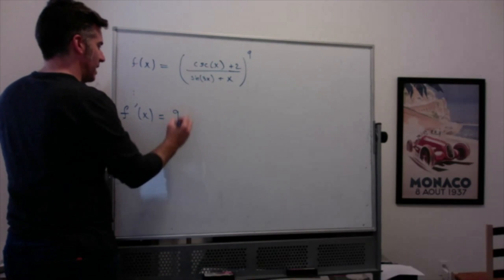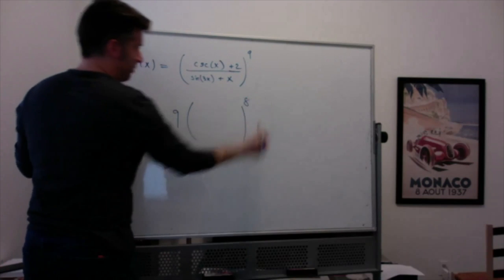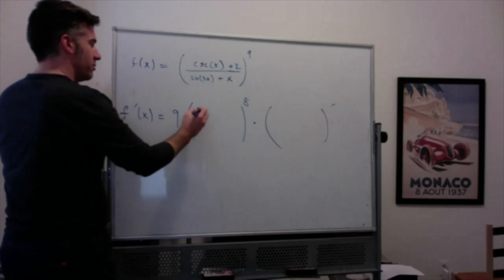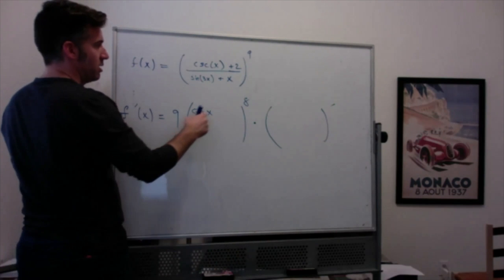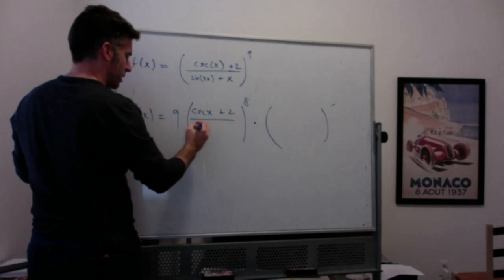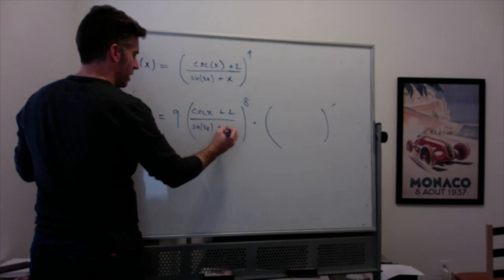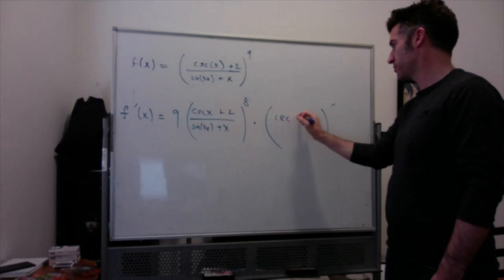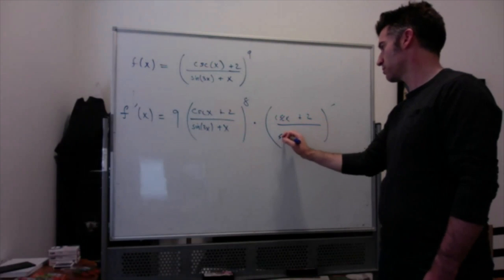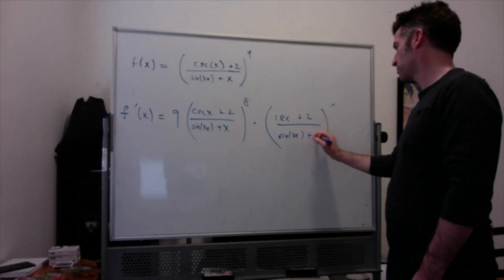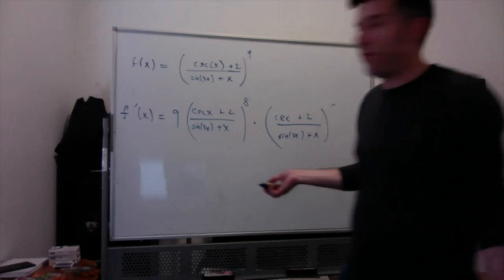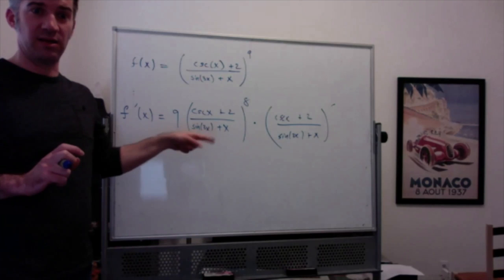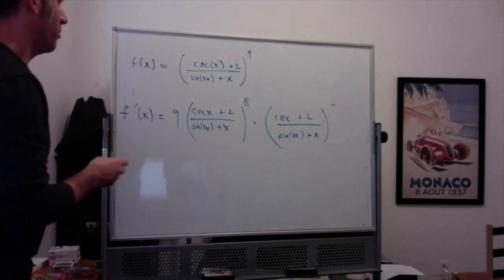I'm going to think of it as 9 times my stuff to the 8th power times the derivative of that stuff. So it's 9 times cosecant x plus 2 over sine of 3x plus x to the 8th times the derivative of that inside part. Which is a perfectly fine way of doing it. I think doing it this way, if you were asked to simplify at the end, it is a little easier to simplify this than it is to simplify it doing the other way. Maybe not, but it could be.